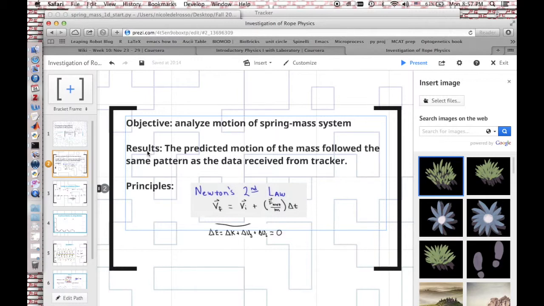I obtained these results by applying two principles: Newton's second law, or the momentum principle, which predicted the spring's new velocity and position throughout time, and the energy principle, which predicted that the total energy change should be zero, since no energy is being transferred to or from the surroundings with the system choice of the mass plus the spring plus Earth. So I used Tracker to analyze my motion.